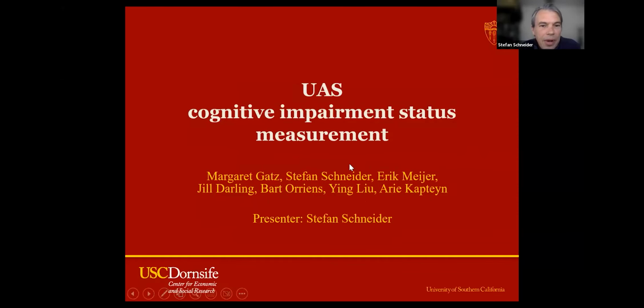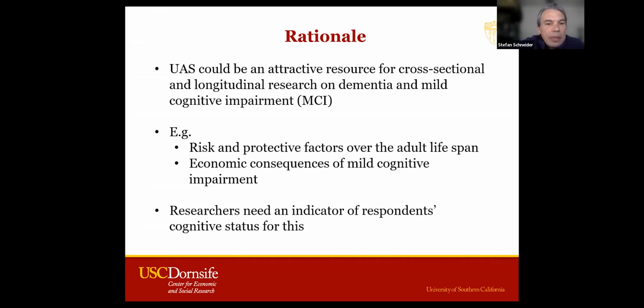So we're back to cognitive assessment, and we're moving from big picture to focusing in on the development of a single variable to measure cognitive impairment status. This variable is included in the cognitive comprehensive file. So a little bit on the rationale.